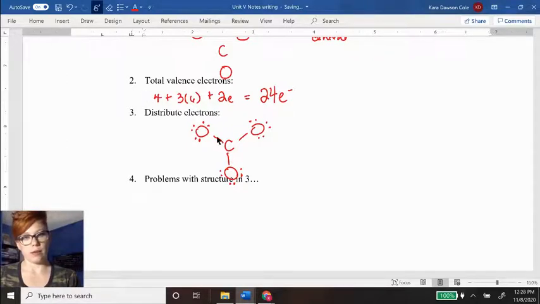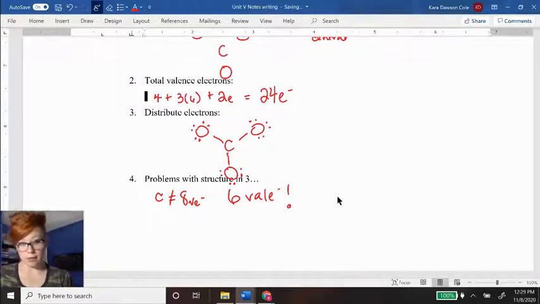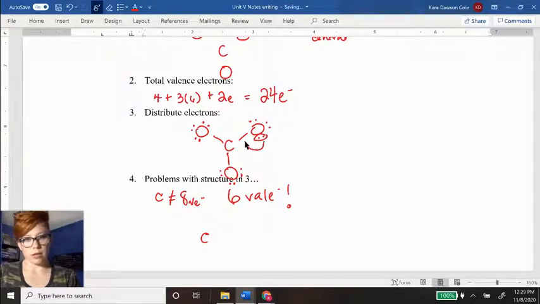So 1, 2, 3, up to 24. Problem with my structure. Carbon does not have 8 valence electrons. It has 6. So this is violating the octet rule. So the way that we fix this is we take 2 of the electrons from one of the oxygens and make it a double bond. So then we have C double bonded to O, to O, to O.